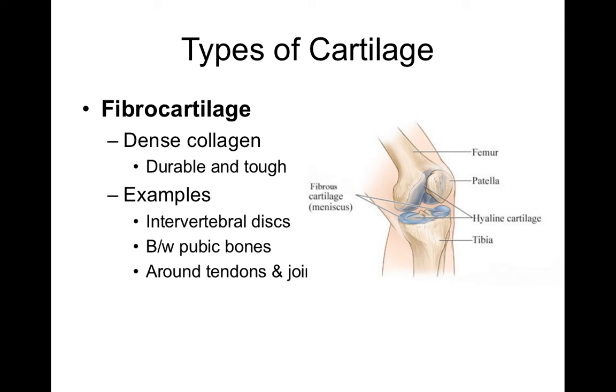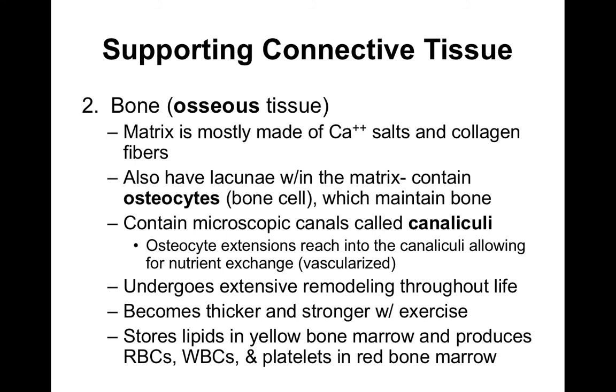As well, it's fibrocartilage, and in response to hormones, it can actually loosen a little bit. This is also around the tendons and joints. Now, the second type of supportive connective tissue is bones. There's a lot of words on this slide, so just bear with me here because we're going to talk about bones in a few lectures.